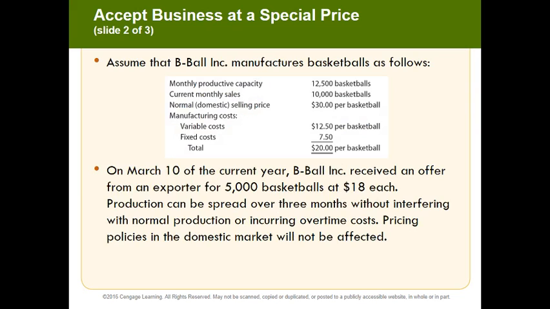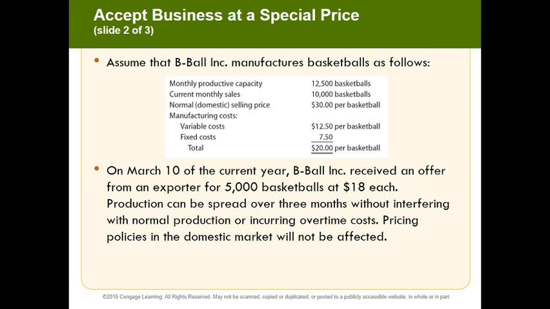We're using Bebo Incorporated, who manufactures basketballs. They have a monthly productive capacity of 12,500, with current sales at 10,000 basketballs. So you'll see there's capacity in there. There is 2,500 worth of monthly capacity. Now, their selling price here domestically is $30 per basketball. They have variable costs of $12.50 per basketball, $7.50 in fixed costs, so an overall cost of $20 per basketball.